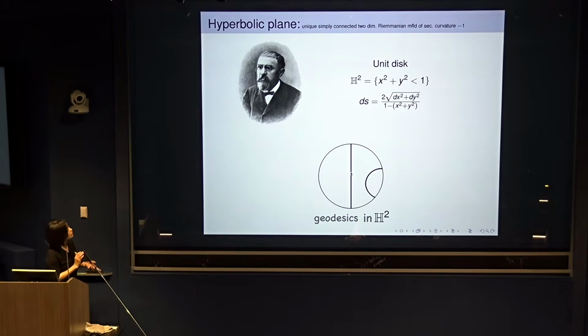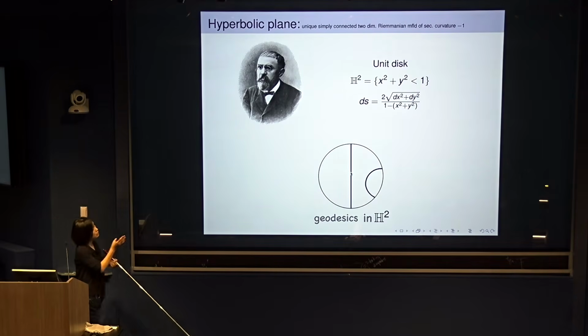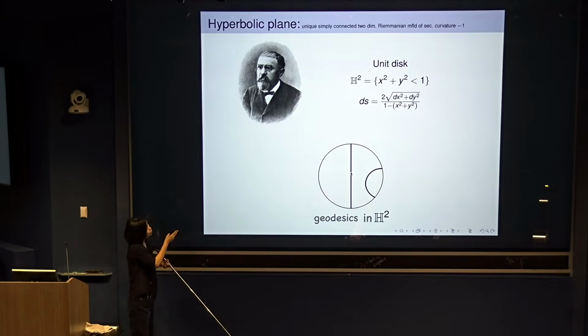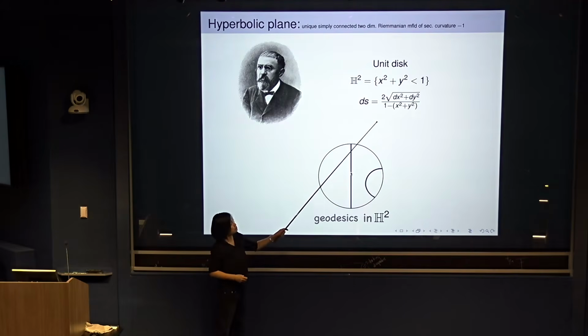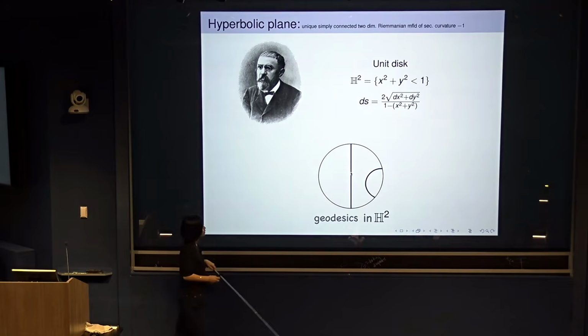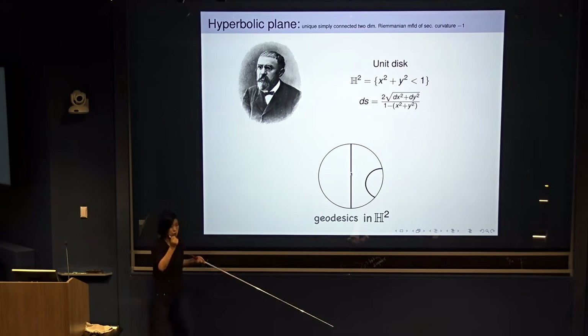So here is another very nice model of the hyperbolic plane. This model is called the Poincare disk model. In this model, H^2 is simply the open unit disk, so we have x squared plus y squared less than 1. Again, this is a disk, but open. It does not include the boundary. And the metric looks like the Euclidean metric, but you divide by this quantity, which means that if you have two points very close to the boundary, then their hyperbolic distance is much larger than the Euclidean distance. Okay?